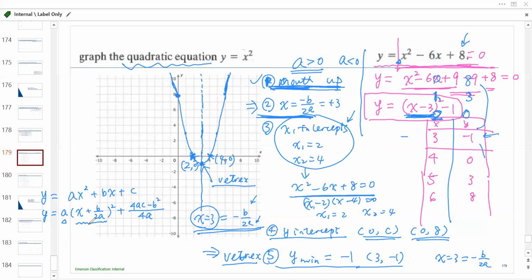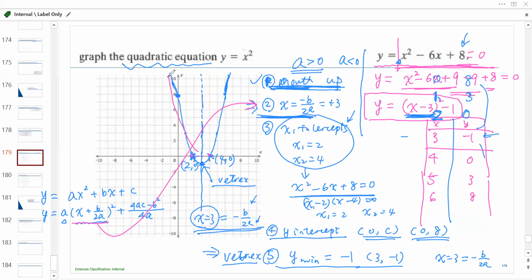You can go to here. Based on this part, you can go to here. Right? So third, we make the y become 0. We can go to the x-intercept. You can find the two x-intercepts.